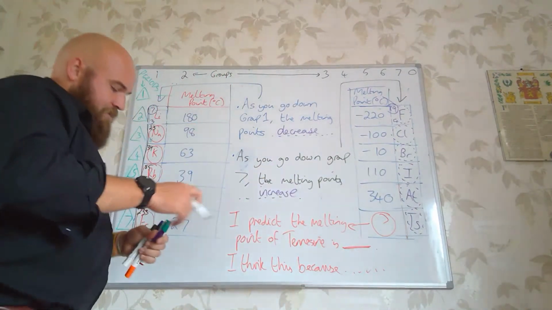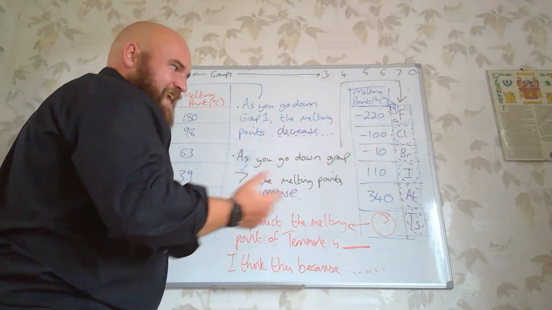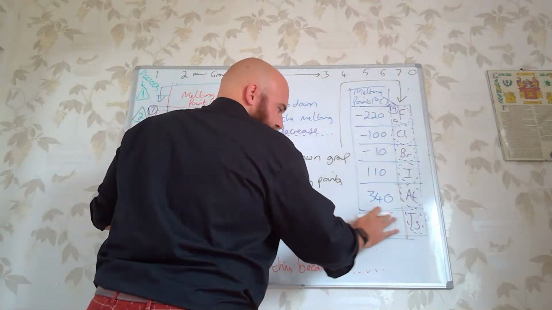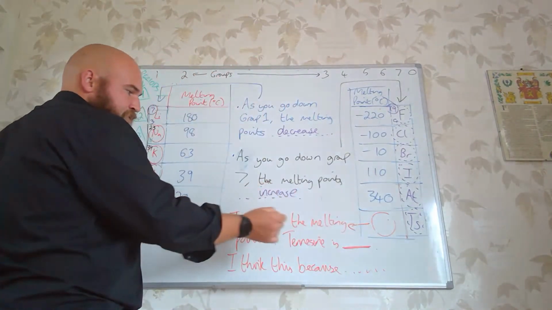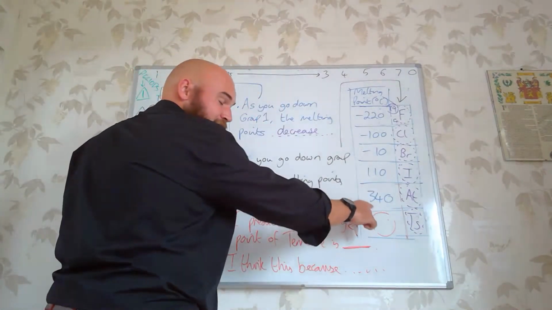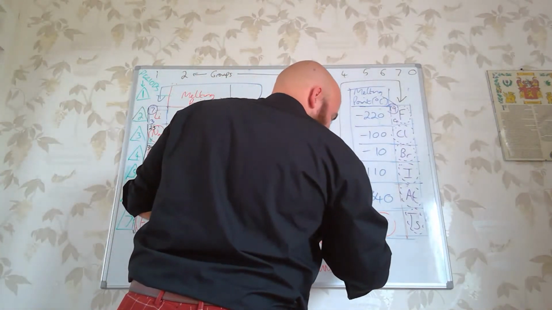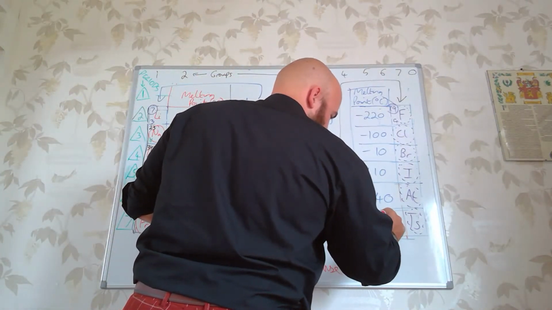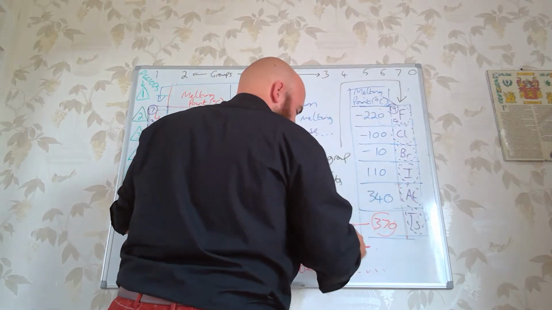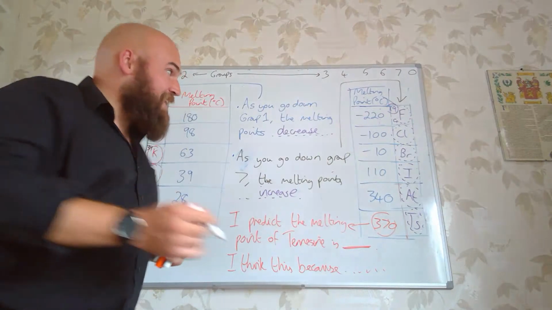And this one here, I'll accept any answer. And this is true if you ever did a test or an exam. For this question mark here, I predict the melting point of tennessine is any number which is bigger than 340 will get you the mark. So any number bigger than 340. So I just might put, I don't know, 370, for example. All right, any number bigger than 340, because that's the trend.